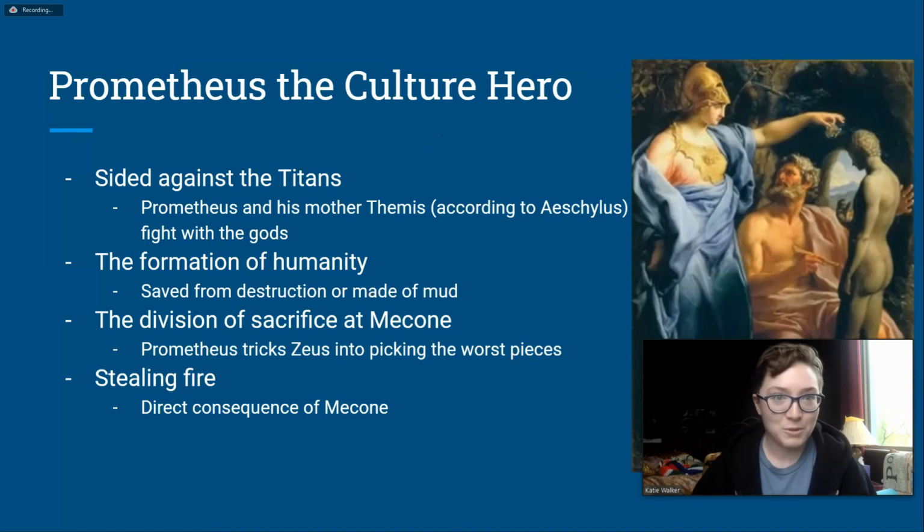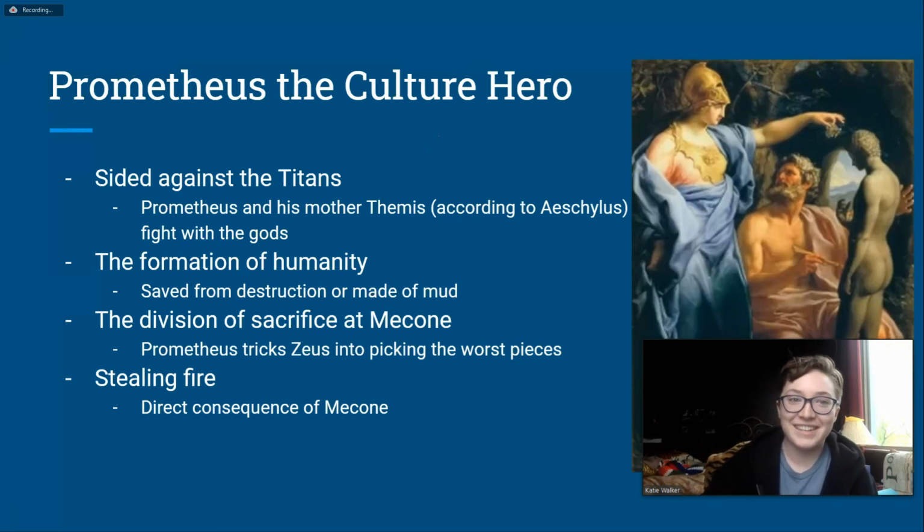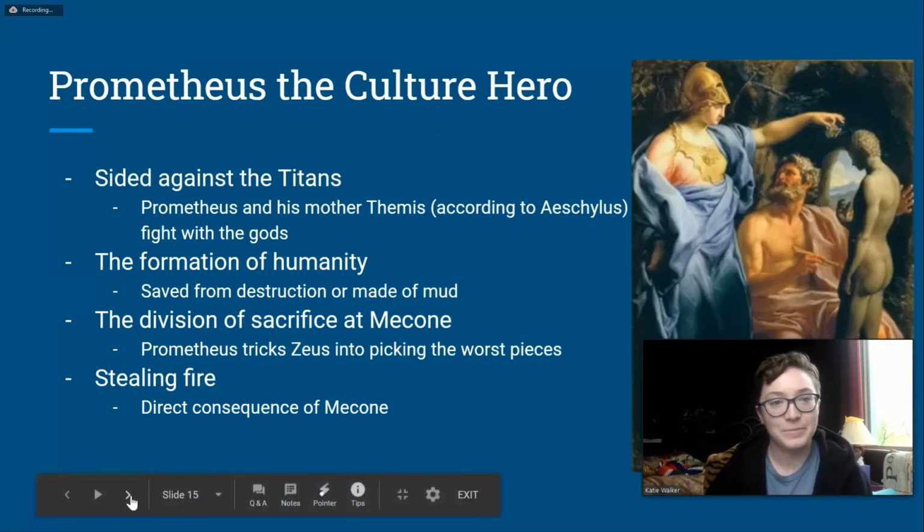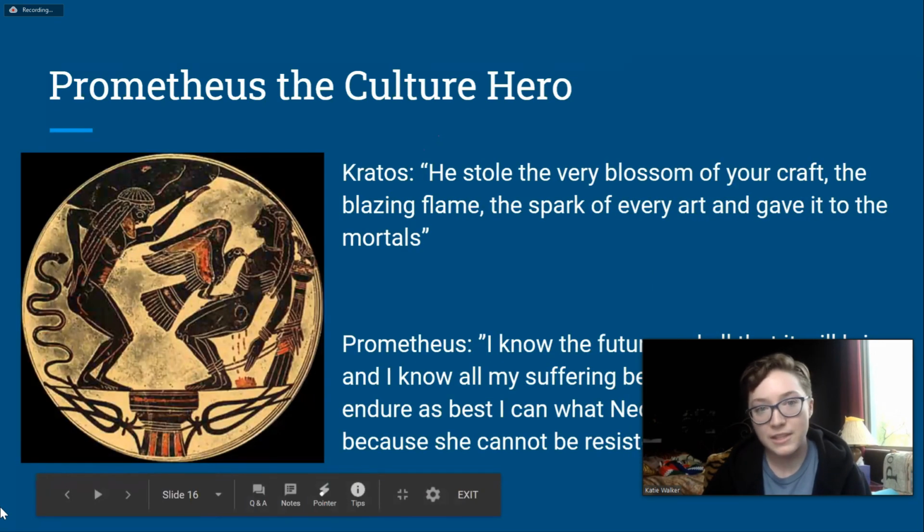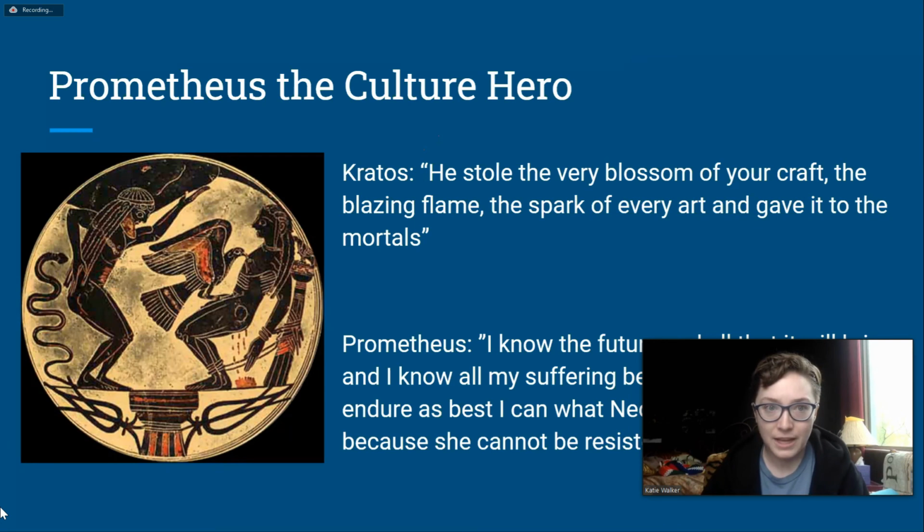And then obviously Prometheus has a problem with that, and he ends up changing Zeus's decision. So go ahead and move on to the next slide there. Focusing on the fire story in particular, a couple lines that we actually did go through. Kratos says early on in the play that Prometheus stole the very blossom of your craft, Hephaestus' craft, the blazing flame, the spark of every art, and gave it to the mortals.